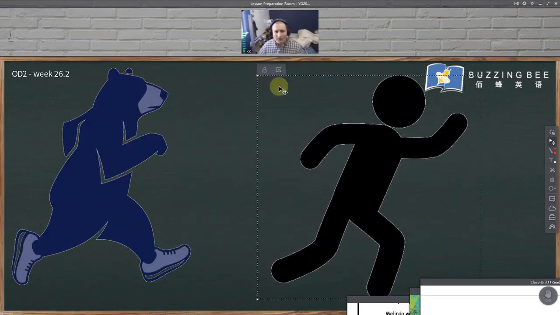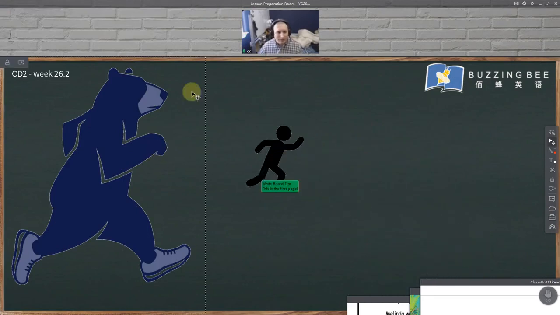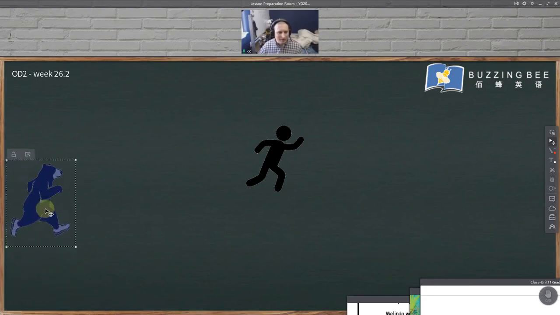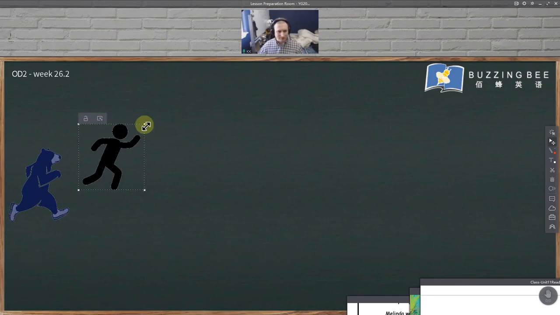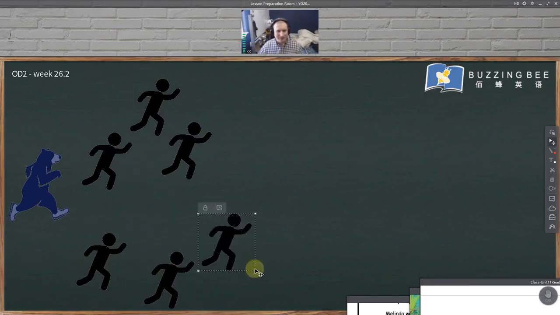And what I'll do is put a predator like a bear right about the middle of the front screen. And then I have these silhouettes of people who are running from the bear.